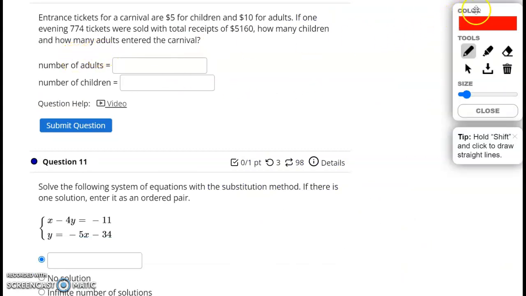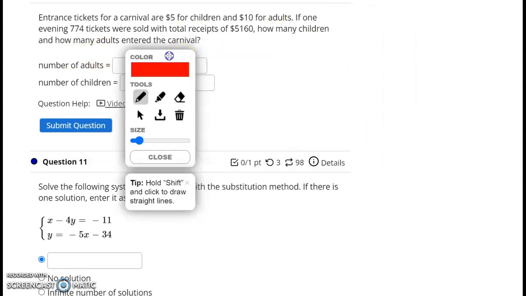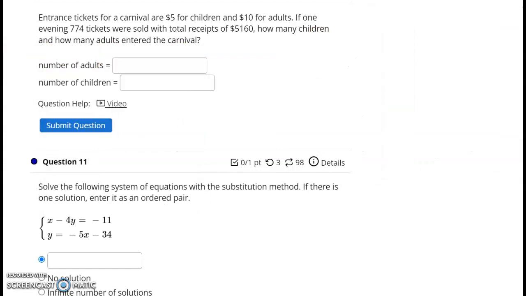We've got a carnival. $5 for adults, $5 for children, $10 for adults. Let's go ahead and underline those. One evening, 774 tickets were sold. Total price was $5,160. How many children and how many adults attended? So first thing I'm going to do is kind of similar to the last one. I'm going to use C for children and A for adults so that when we get to the end, it's really easy to know what they stand for.